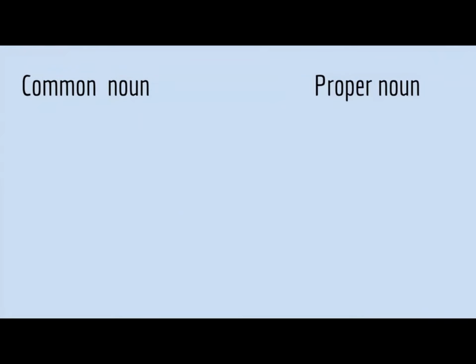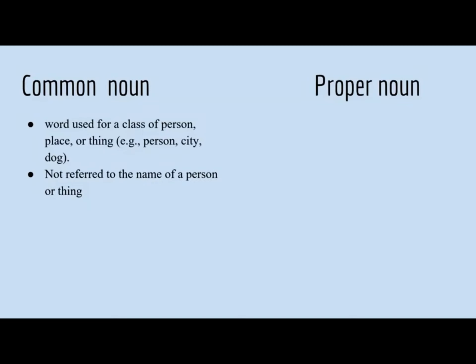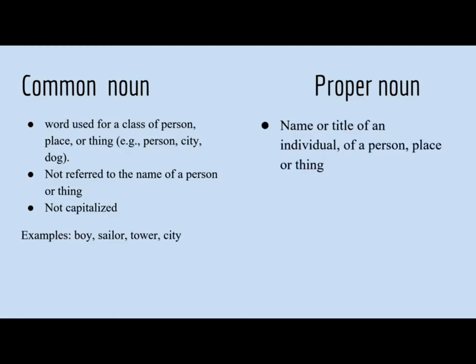So now we're moving on to common nouns and proper nouns. Common nouns are words used for a class of person, place, or thing. Examples are person, city, and dog. Common nouns are not the name of a specific person or thing, and these are not capitalized, so you have to remember this. Examples are boy, sailor, tower, and city.